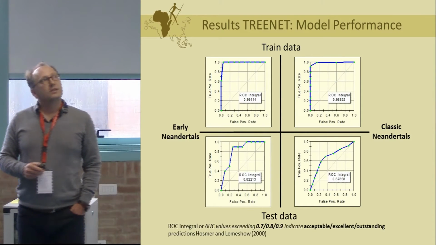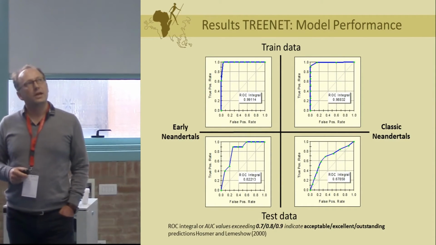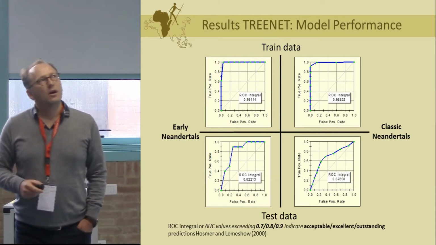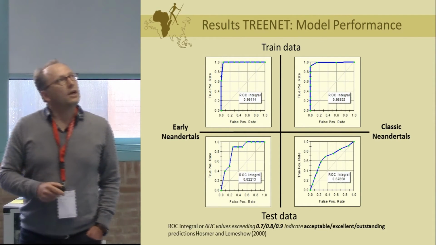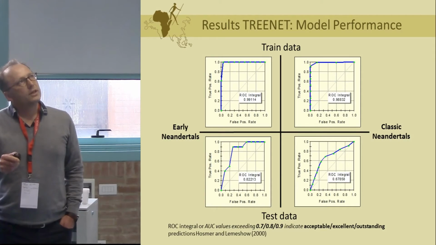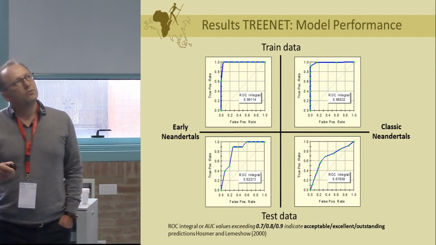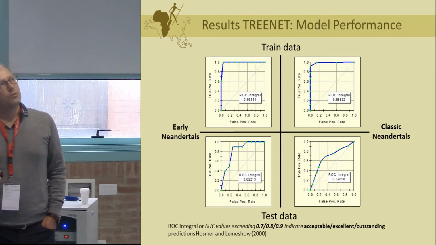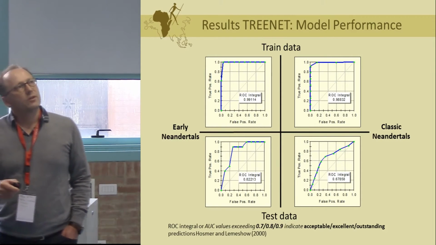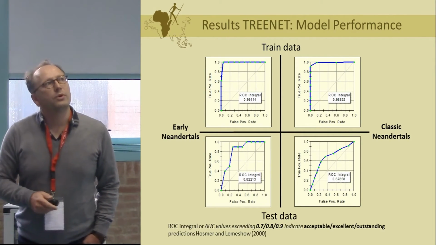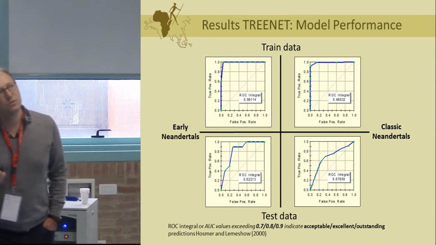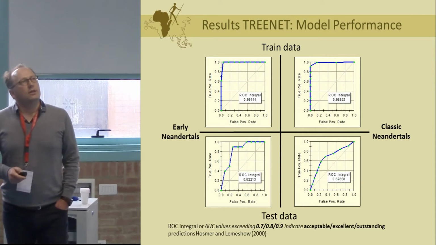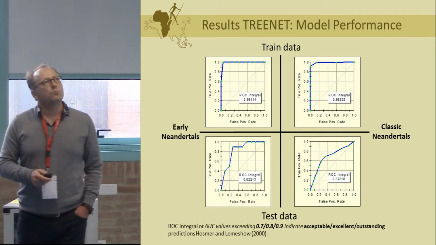However, we then used the TreeNet approach, and here, as you can see, the model performance is much better. In the upper part, we have the training data with 0.99, so it's outstanding for both early Neanderthals and classic Neanderthals. But also the test data is quite good, especially for the early Neanderthals, where we have 0.8, and for the classic Neanderthals, 0.67. So acceptable as a model performance.